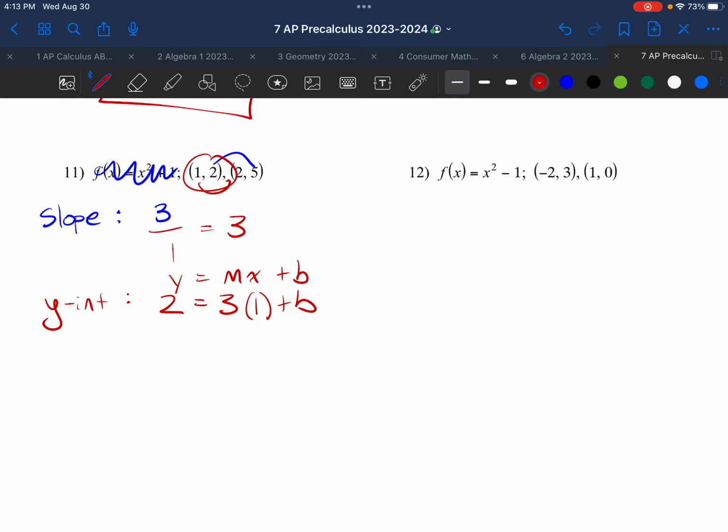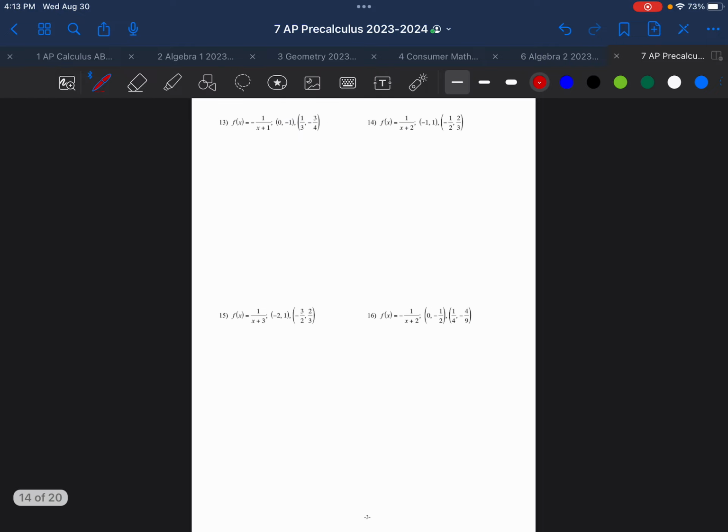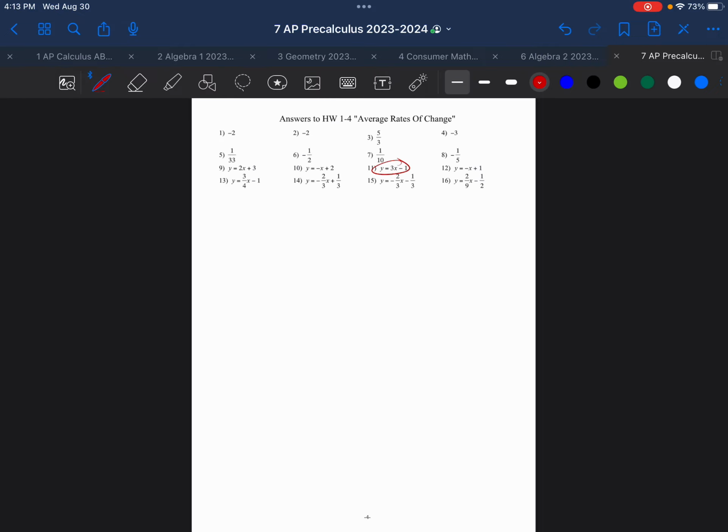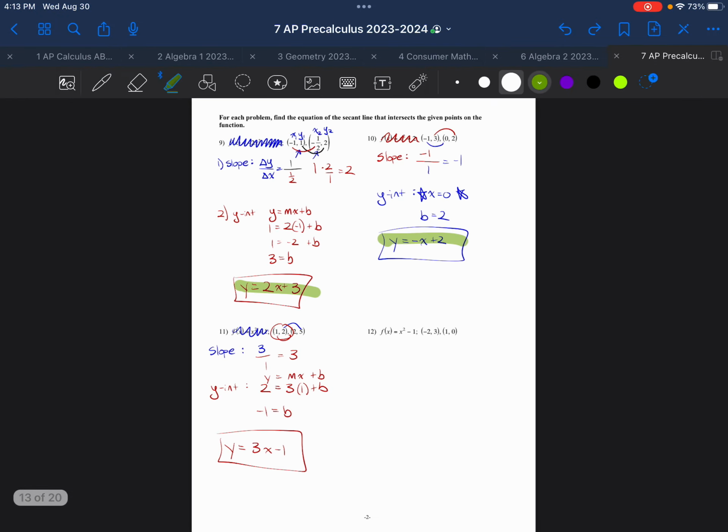3 times 1 is 3. If I subtract 3 from both sides, I get -1 for b. And therefore, my answer here is y equals m, which is 3x, plus b, which is -1. So I get y equals 3x minus 1. Let's check. Number 11, 3x minus 1. We have it correct. And we can highlight, and then we can move forward.